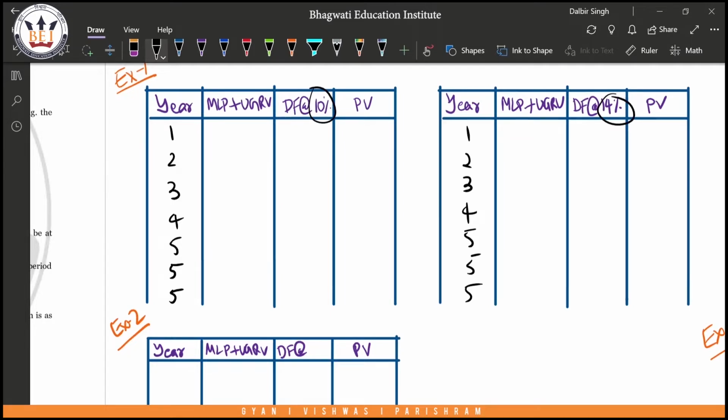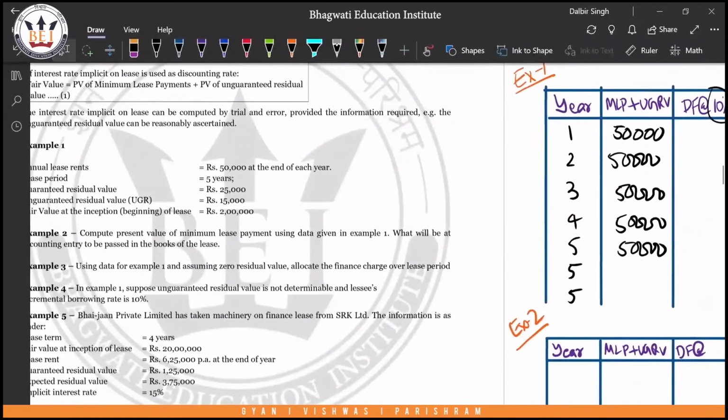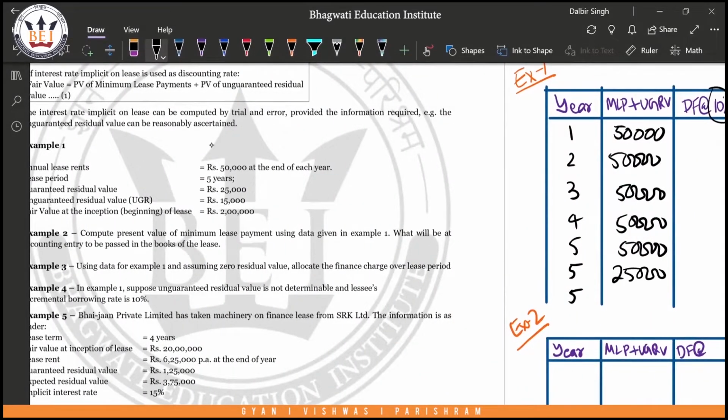Minimum lease payment is 50,000 every year, so for 5 years, 50,000, 50,000. Once this is done, we have to find the guaranteed residual value. Here the question says guaranteed residual value is 25,000, and unguaranteed residual value is 15,000. Now this portion is your minimum lease payment, and this is the unguaranteed residual value. So we have to find out the rate.